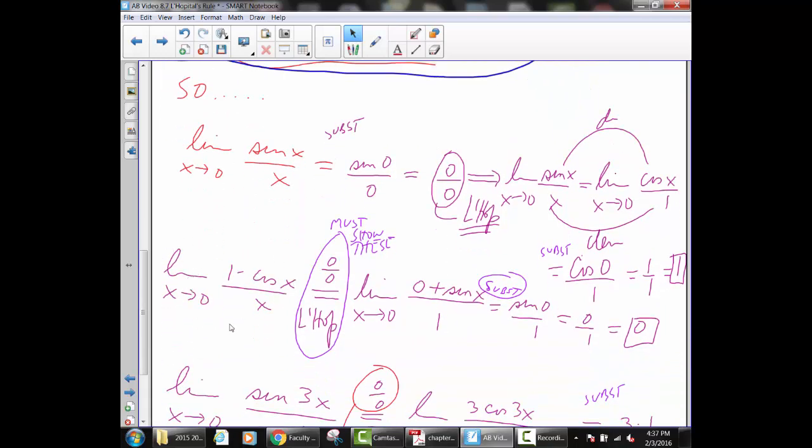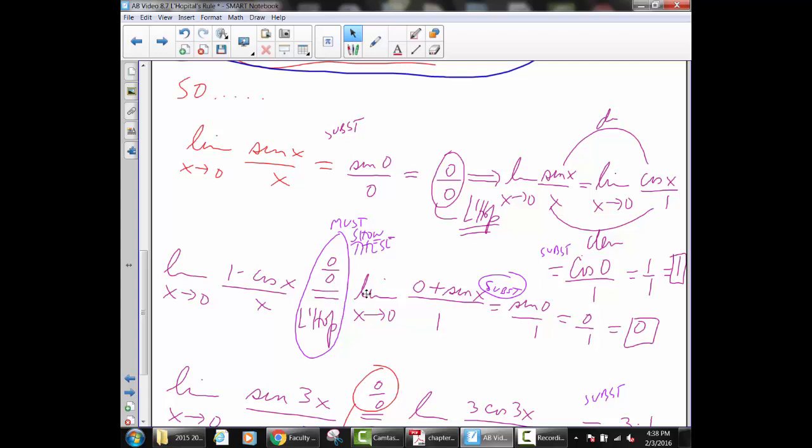You'll also remember we had dealt with this formula, the limit as x approaches 0 of 1 minus cos x over x equals 0. You don't have to memorize that anymore. If you substitute, the cosine of 0 is 1. 1 minus 1 is 0. Replace x by 0, you get 0 over 0, so you get to use L'Hopital. You have to show both of these things in order to earn full credit.